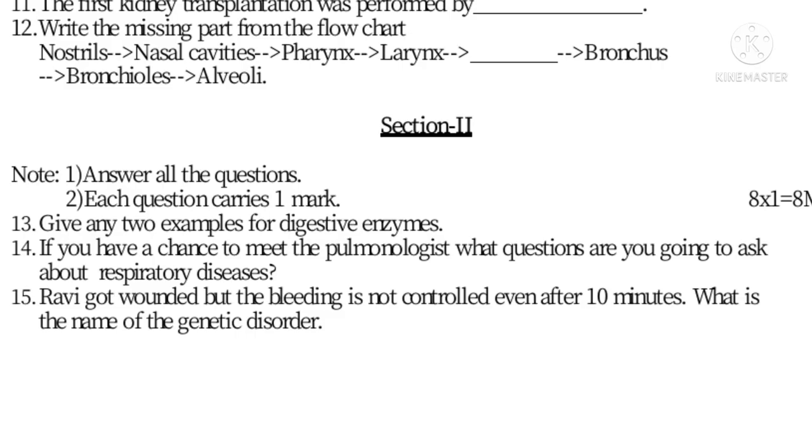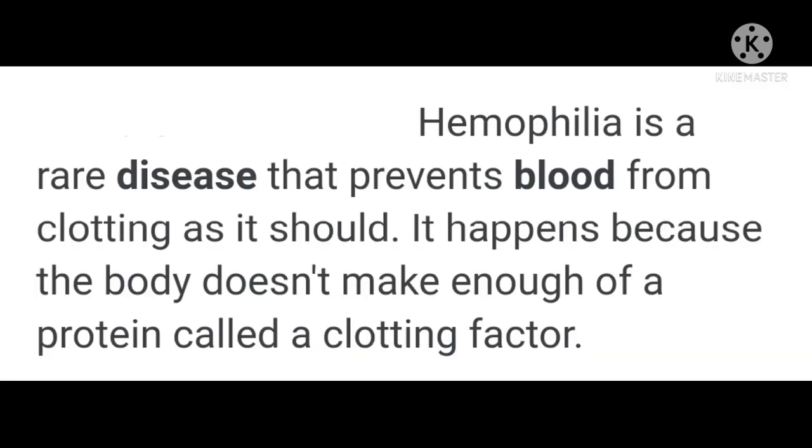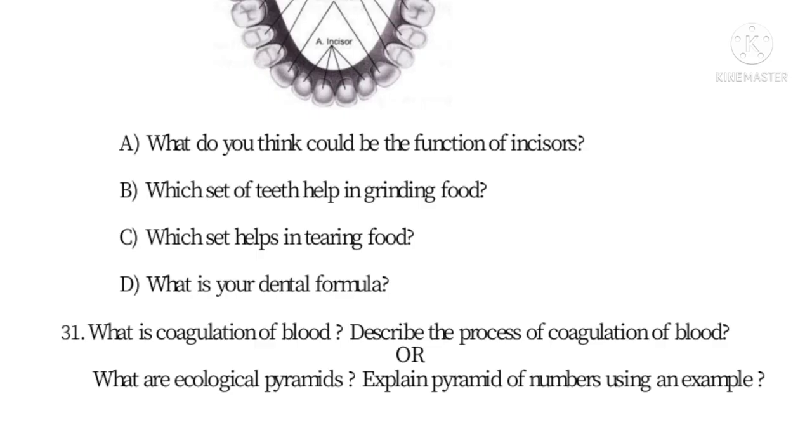Now in preparatory 1, the next question from this chapter is question number 15: Ravi got a wound, but the bleeding is not controlled even after 10 minutes. What is the name of the disorder? For this question, the answer is hemophilia, a genetic disorder. Hemophilia is a rare disease.